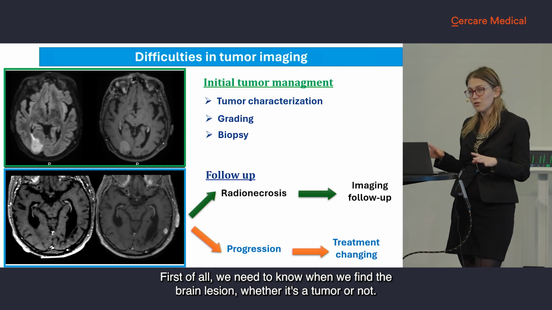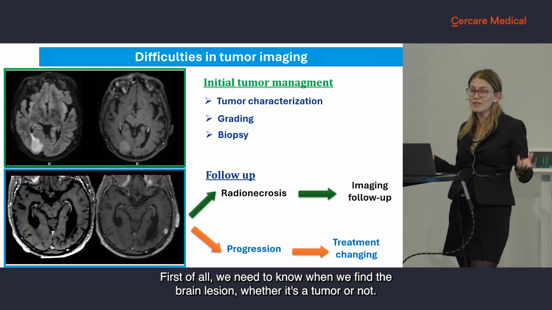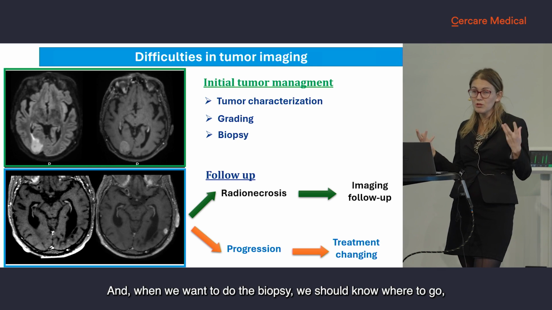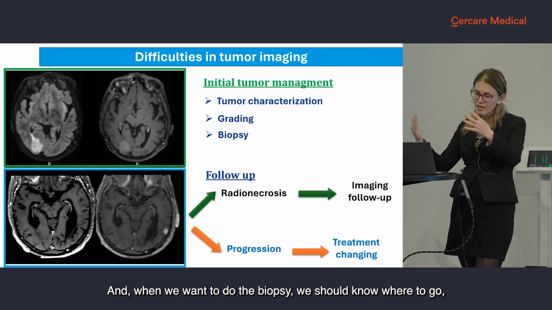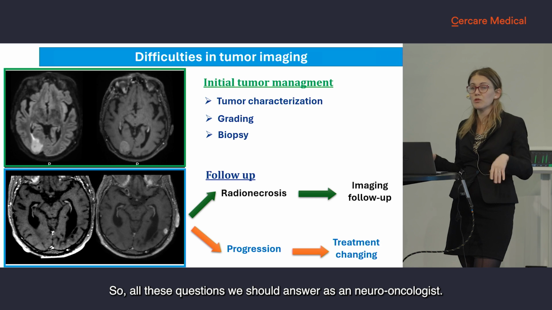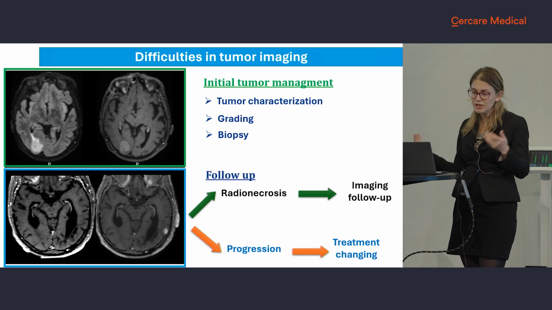First of all, when we find a brain lesion, we need to know whether it's a tumor or not. Then we need to characterize it and grade it, and when we want to do the biopsy, we should know where to go, or whether we should go directly to resection. So all these questions we should answer as a neuroradiologist.